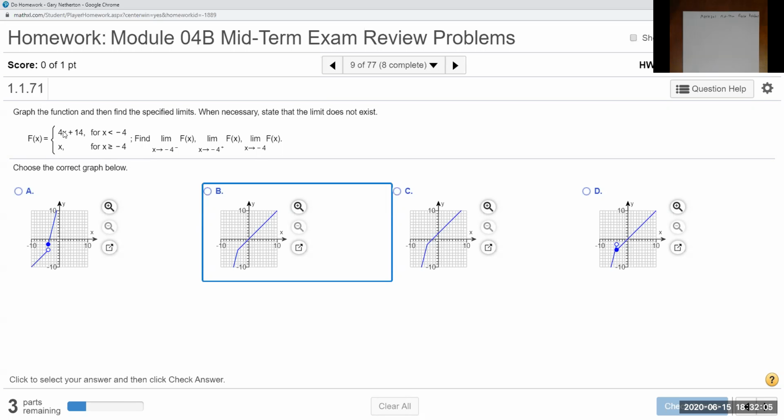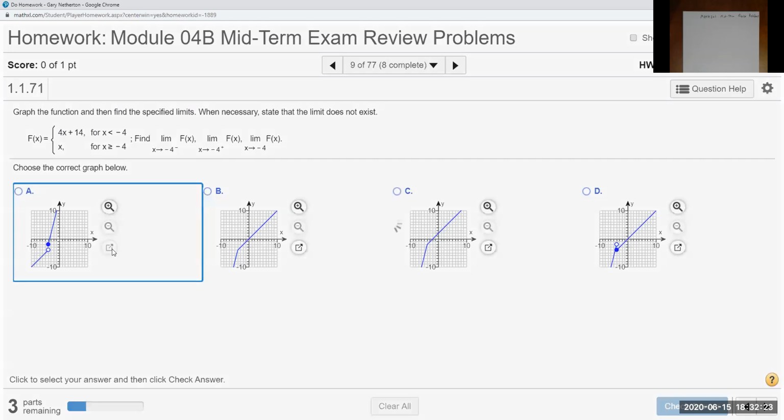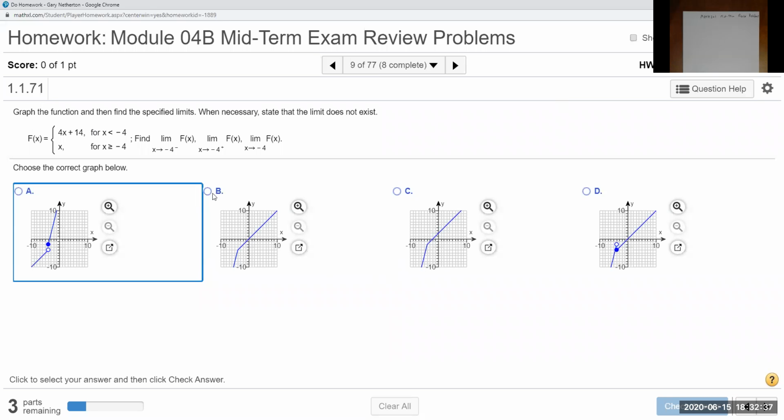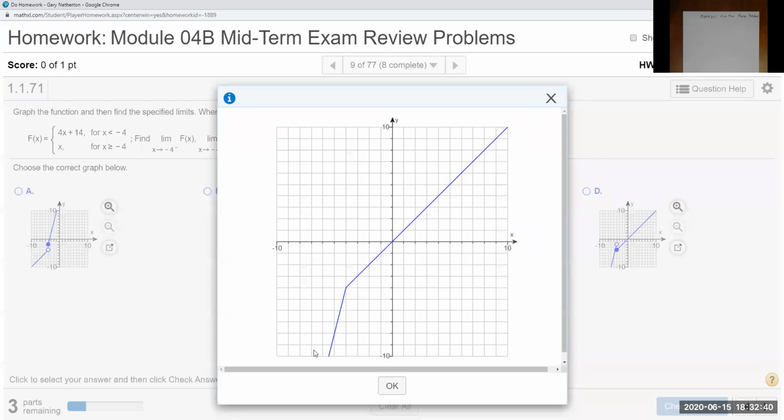But we can see what happens right at -4. In other words, for this first function, if I were to plug in -4 into here, it would be -16 plus 14. It's almost like as x is approaching -4, this function is going to approach -2. Let's see if that happens. Here, as x approaches -4 from the left, it looks like it's approaching -4. That's not correct. How about the next one? It needs to approach -2. As I approach -4 here, it looks like it's still -4.